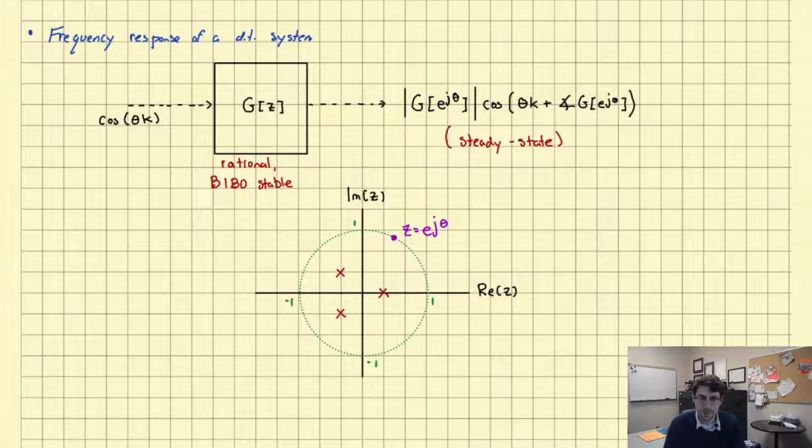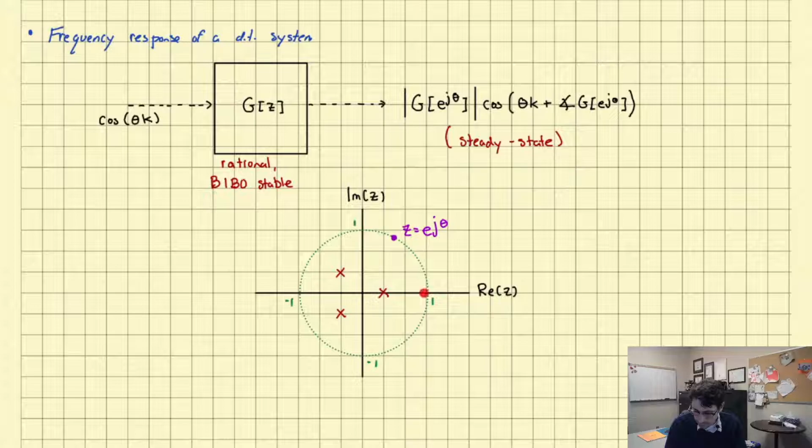Okay, so we're going to continue from there. Now, one thing you see from this picture here is that if, say, I wanted to plot the magnitude response of this discrete time system, what are we saying we have to do? Well, we're saying you pick z equal to a point on the circle, and then you vary theta from 0 to pi, right? And then that's your magnitude response.